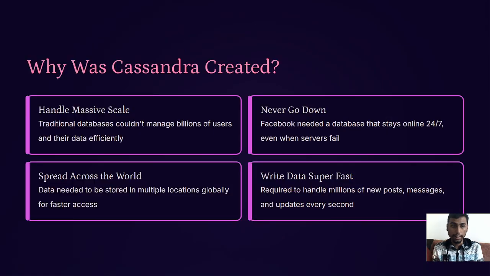So why was it created? There are some advantages of it. It handles massive scale of data, manages billions of users and their data efficiently, and never goes down. It is reliable, and there is no single point of failure, available 24/7, spread across the world. It is a distributed data network, so the data is replicated and distributed across the nodes. It writes data super fast. The latency for reads and writes is very low, so the updates are very frequent.